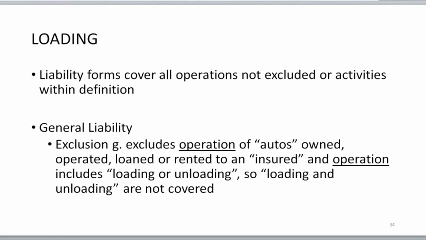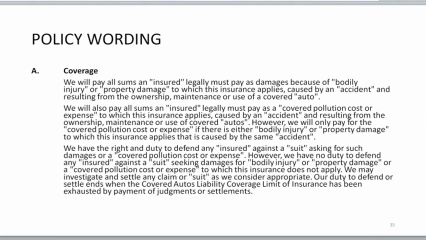Loading. Liability forms cover all operations not excluded or activities within the definition. The general liability policy, exclusion G, excludes operations of autos owned, operated, loaned, or rented to others, and operation including loading and unloading. So loading and unloading are not covered. So that's how they work together.